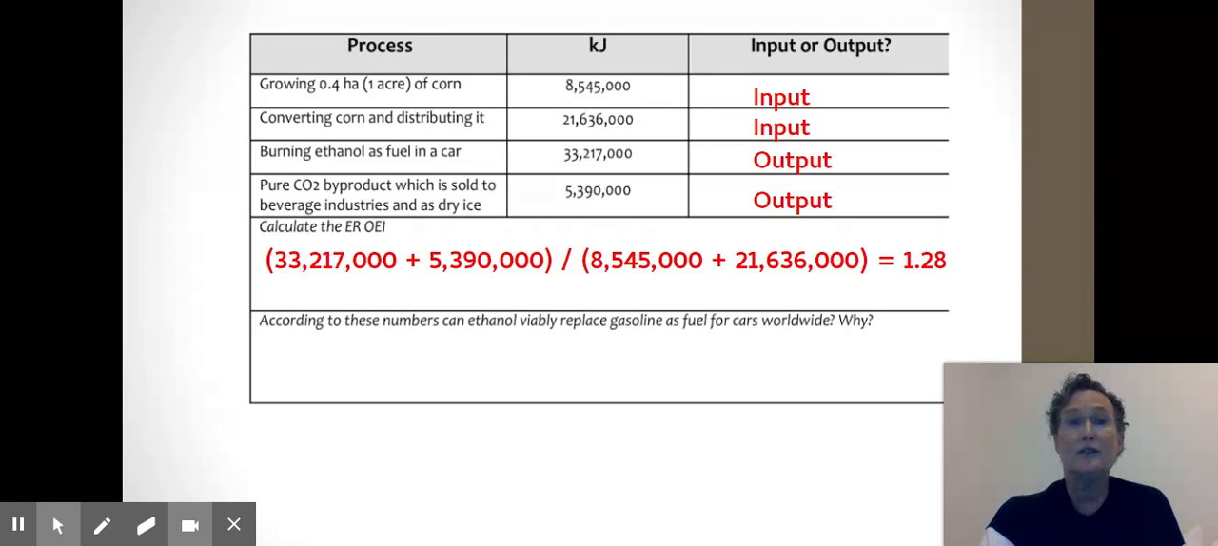However, look, if you could decrease this distribution number, because the growing doesn't really take that much energy, then it would be worthwhile. So only in a localized fashion would it actually work. So there are some places where they actually use ethanol.